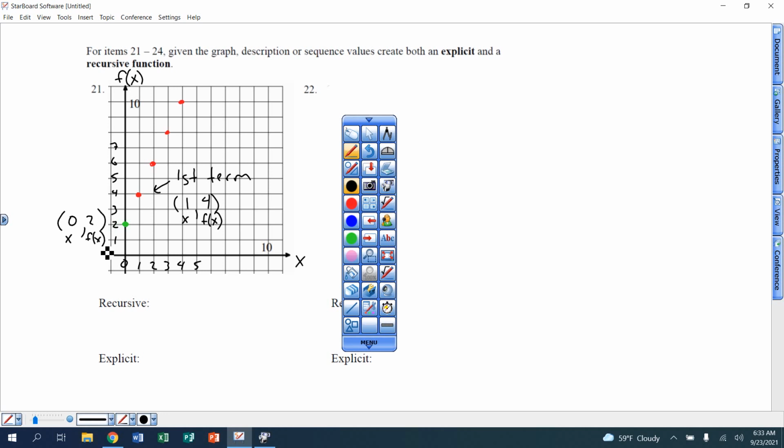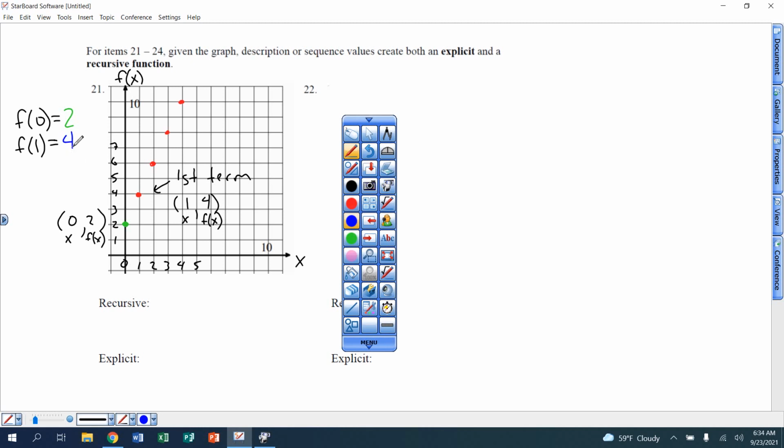With this function notation, I have this right now. I have that the 0 term is positive 2 on my y-axis. I have the first term is 4 on the y-axis.